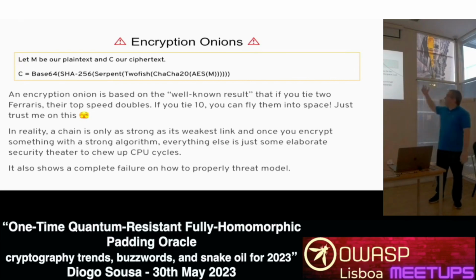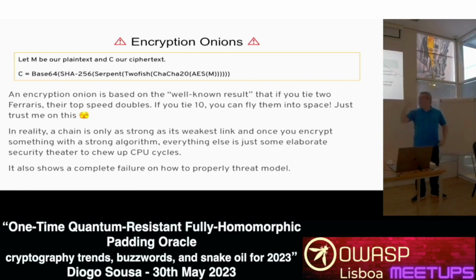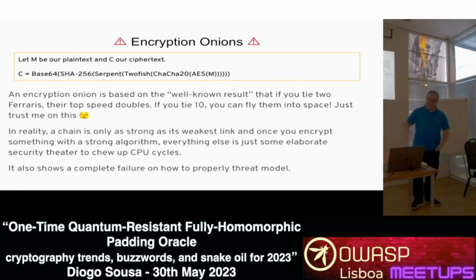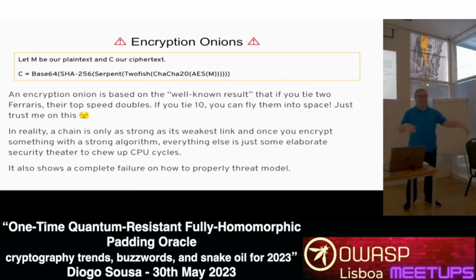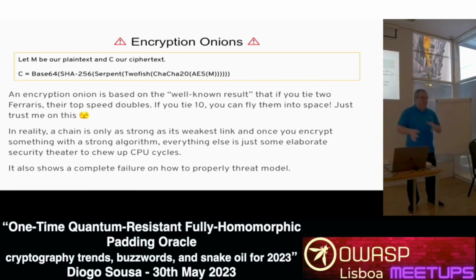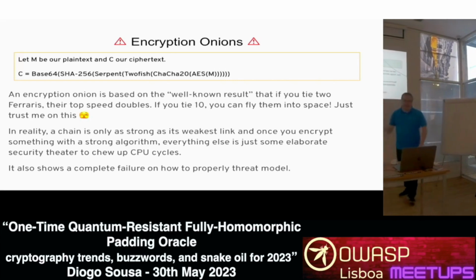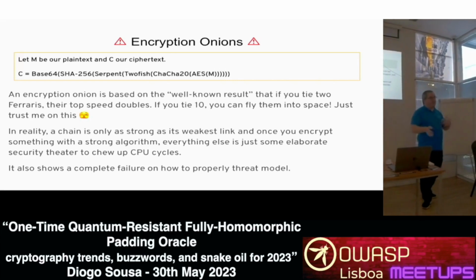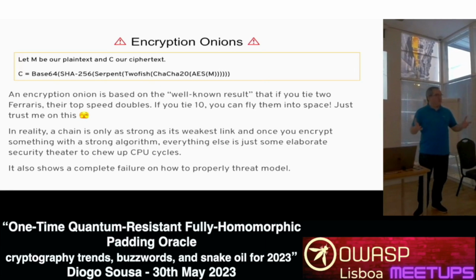if you have small kids, you know this, that if you tie 2 Ferraris, their top speed doubles. If you tie 10 Ferraris, they are so fast that they can fly into space. Just trust me on this, okay? I'm a proper scientist. But in reality, that's not what happens. In reality, a chain is only as strong as its weakest link. And once you encrypt something with the proper algorithm, so the first step here with AES, everything else is just some elaborate security theater to chew up CPU cycles.